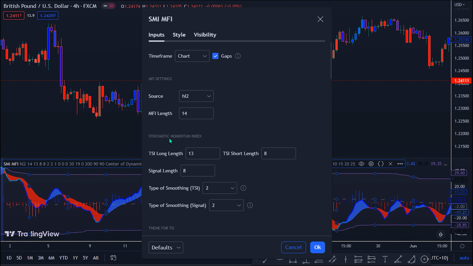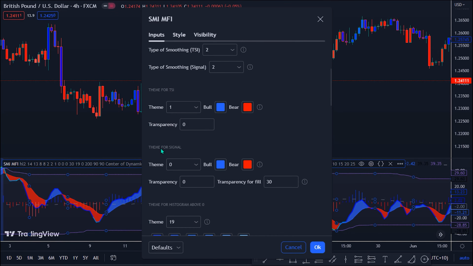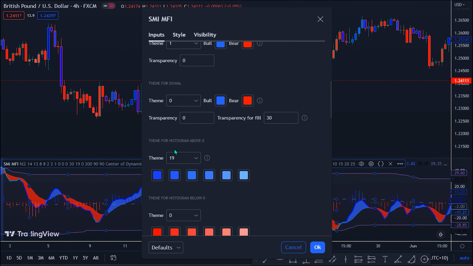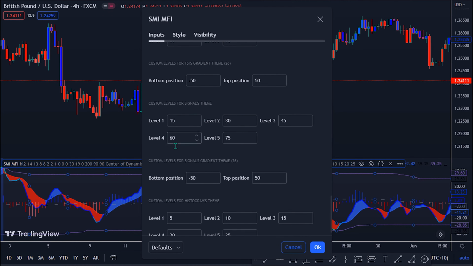Next is the Stochastic Momentum Index. These parameter settings can also be modified, but it's advisable to leave the default settings. Next is the theme for TSI. Here are the bull, blue color, and bear, red color. Next is the theme for the signal. It also has the bull, blue color, and bear, red color. Scrolling down will reveal more parameter settings for this indicator.